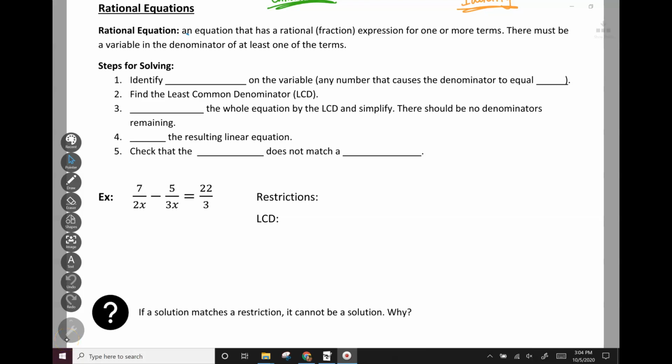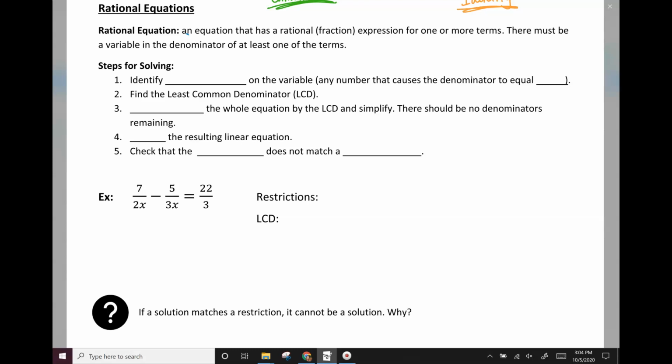All right, this is going to be 2.2 part 2, and we're going to look at rational equations. A rational equation is an equation that has a rational, aka fraction, expression for one or more terms. There must be a variable in the denominator of at least one of the terms. We just dealt with simplifying rational expressions in our previous section, so now we're going to have multiple rational expressions and an equal sign involved. That's what a rational equation is.